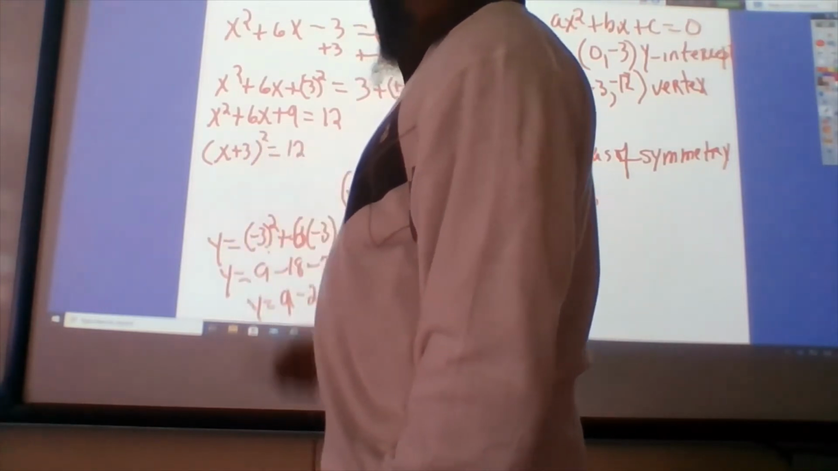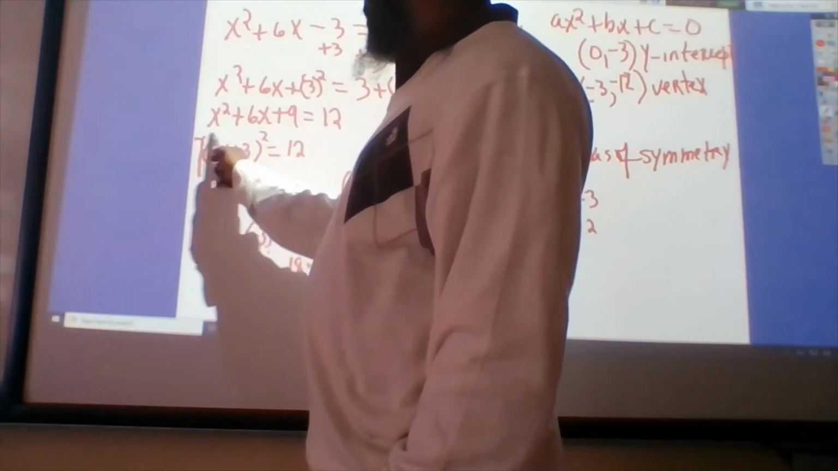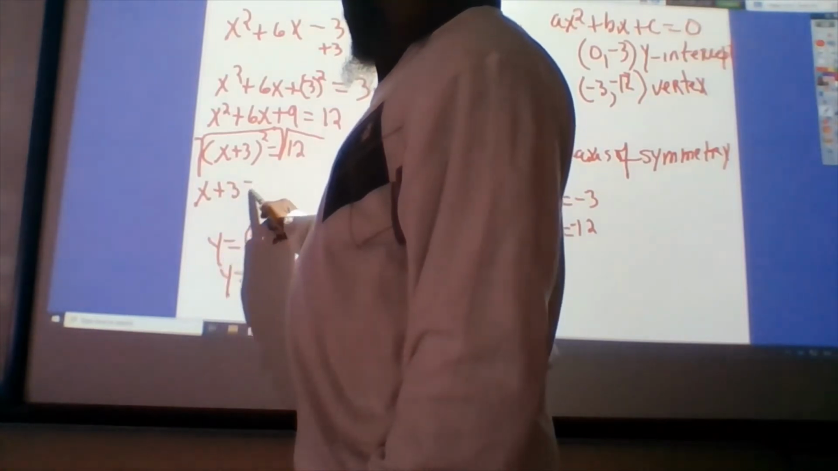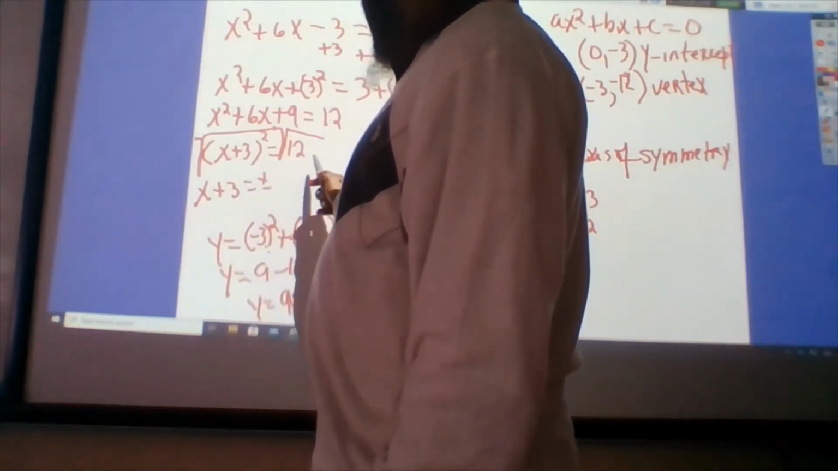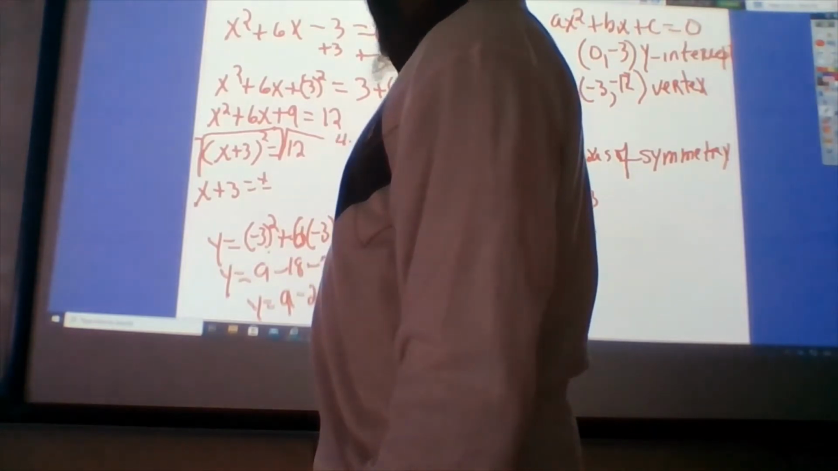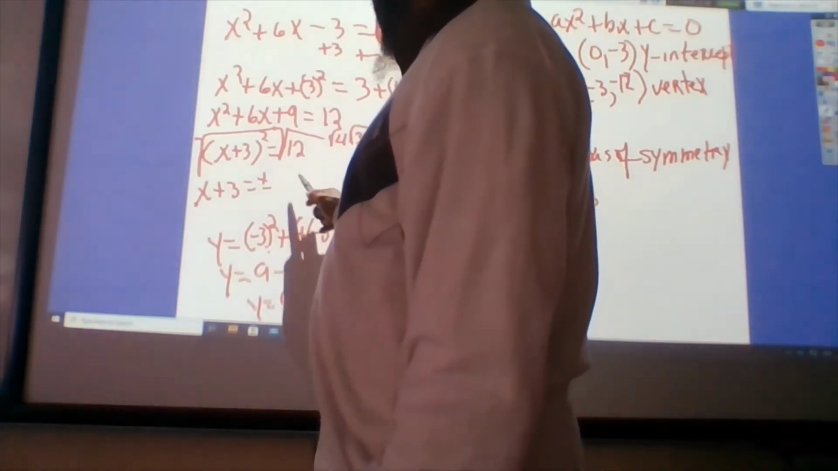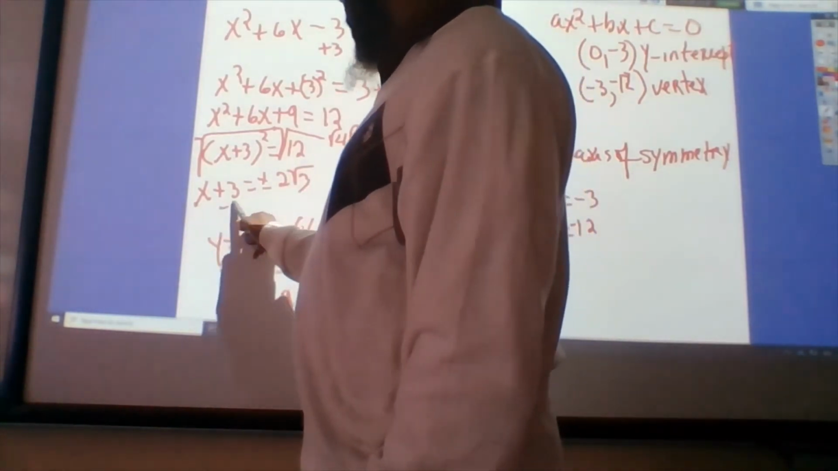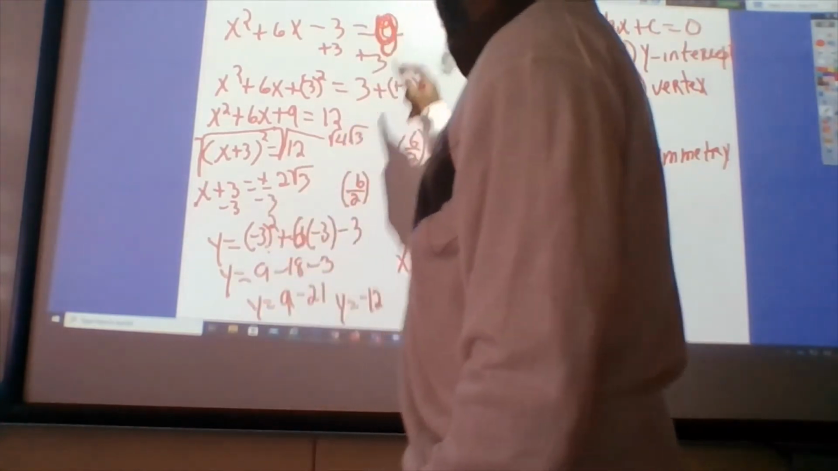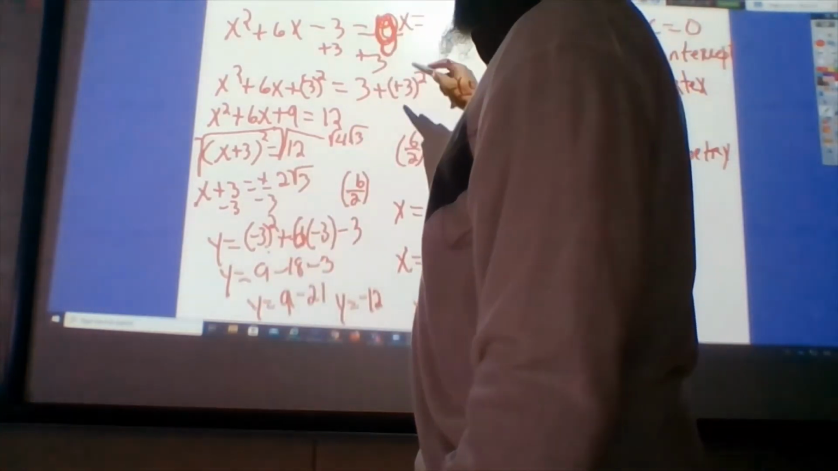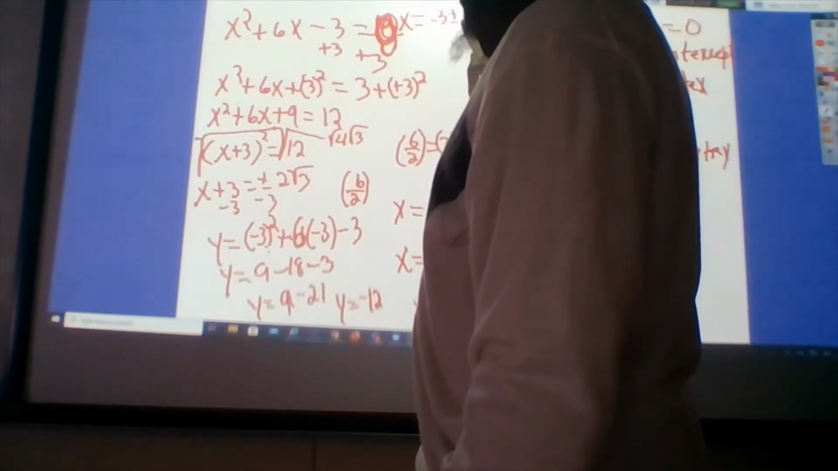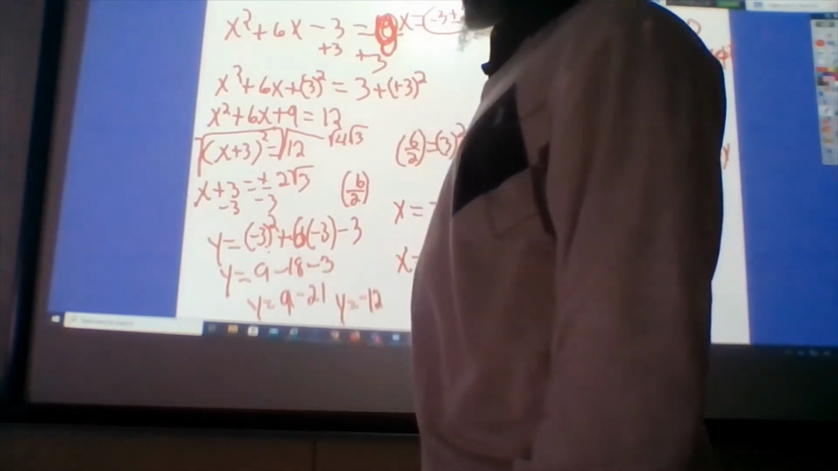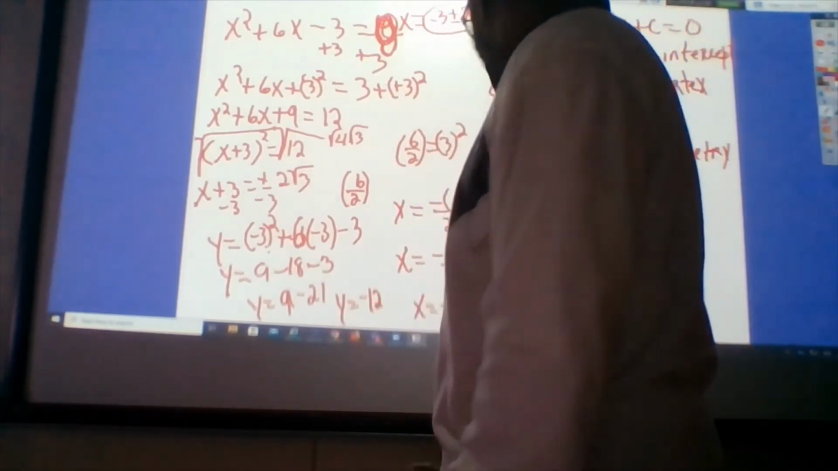If you write this as 4 times 3 and take the square root, it will give you 2 square root of 3. And in order to solve for x, you subtract 3 from each side. So you will find your x-intercept is equal to negative 3 plus or minus 2 square root of 3. You'll have to compute that to get the x-intercept. So that's how you do it. This is your x-intercept, which is negative 3 plus or minus 2 root of 3.